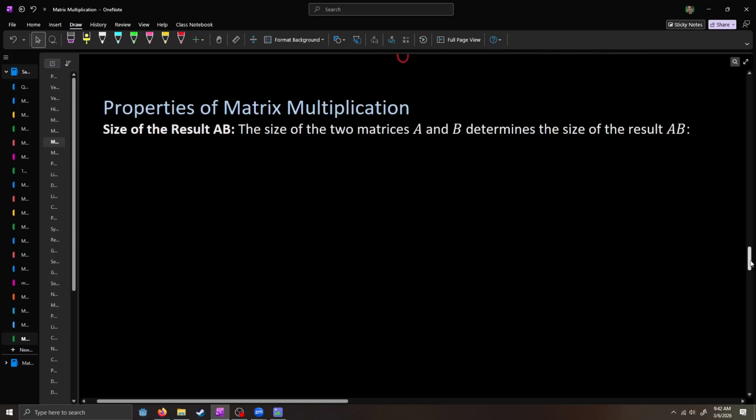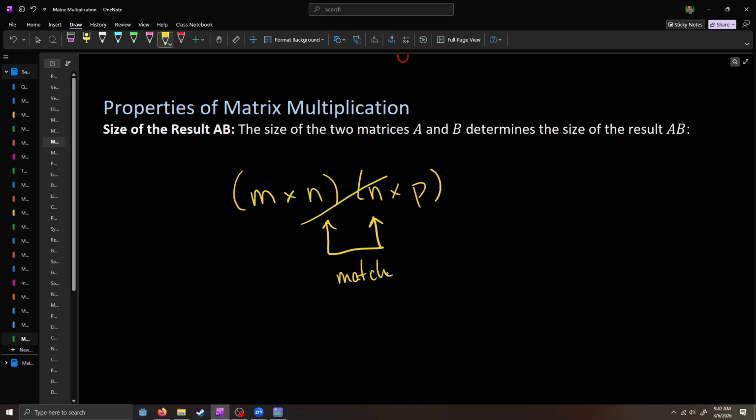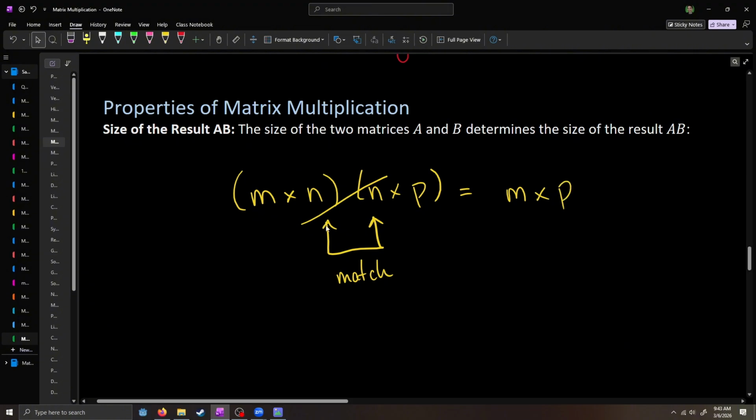Now, just some final remarks. We noted that when we multiply two matrices together, if they're compatibly sized, if these entries match, then you can predict the size of the product pretty easily. These middle dimensions basically just cancel out and collapse in on themselves, and the resulting matrix has m rows and p columns. So the number of rows of A determines the number of rows in the result, and the number of columns of B determines the number of columns in the result.